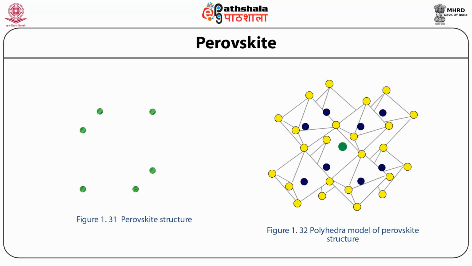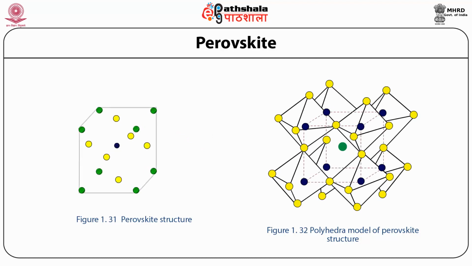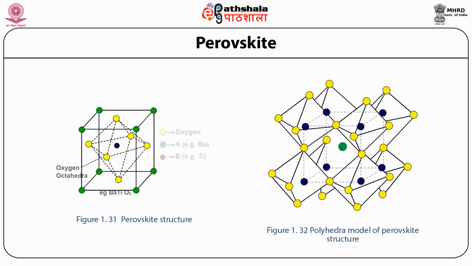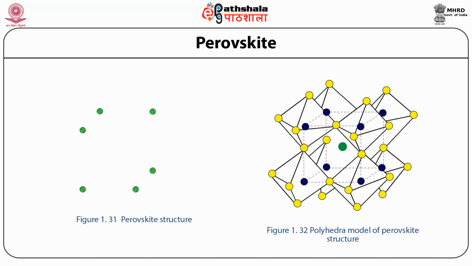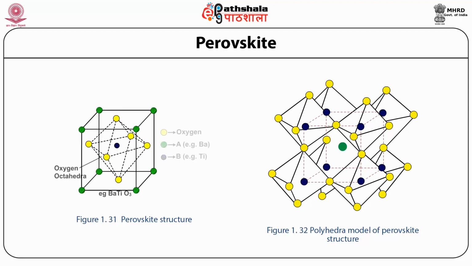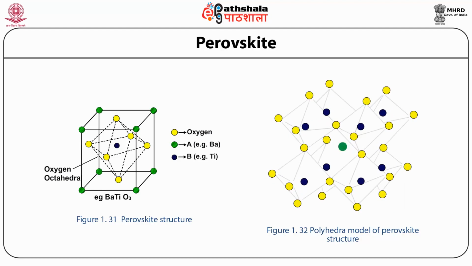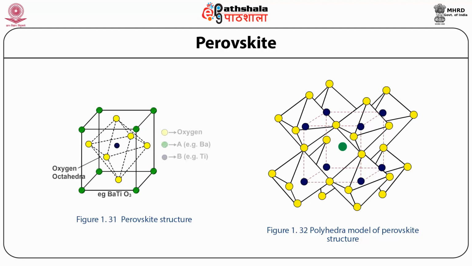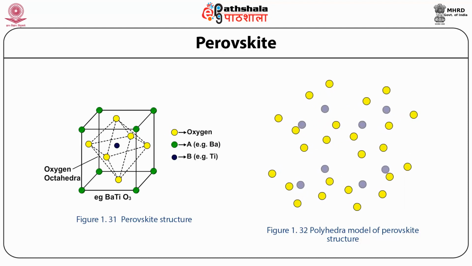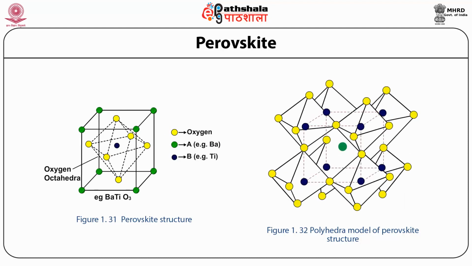In the present case, the A-type atoms, which are represented by green color, occupy the corners of the unit cell, whereas the oxygen atoms, which are represented by yellow color, occupy the faces of the unit cell, and the B-type atoms, represented by black color, are in the center. So this is the perovskite structure with oxygen octahedra which are formed on the faces of the unit cell.